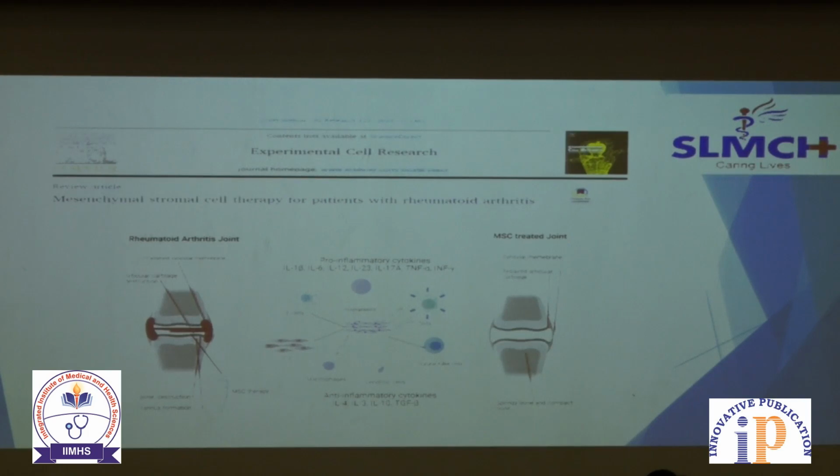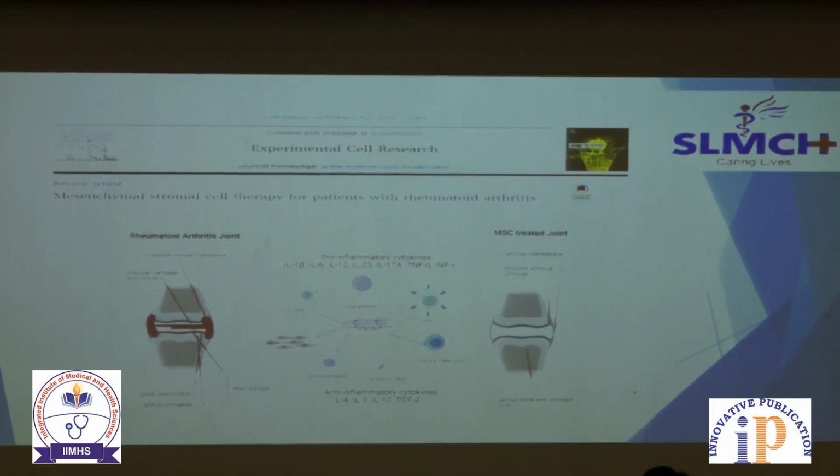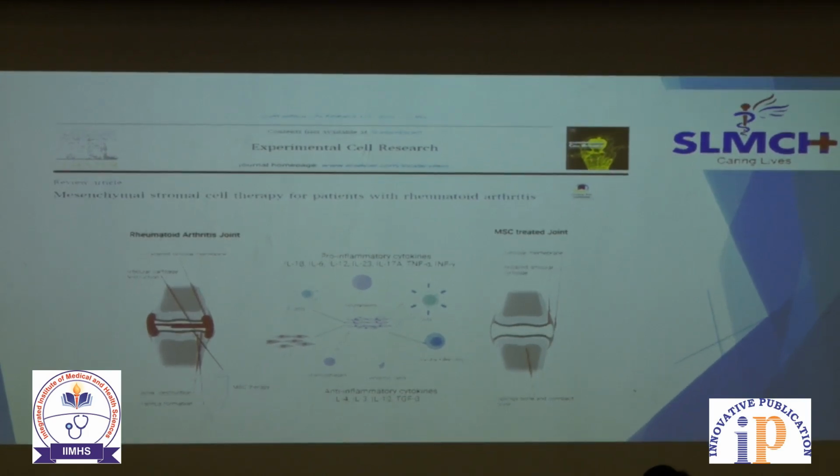Next one. So this is one such abstract which we have published recently. We have just shown what the rheumatoid arthritis joint is, what the pathology is, and how MSC, that is stem cells, will treat the rheumatoid arthritis joint. Only with the image we have shown what the whole article is.